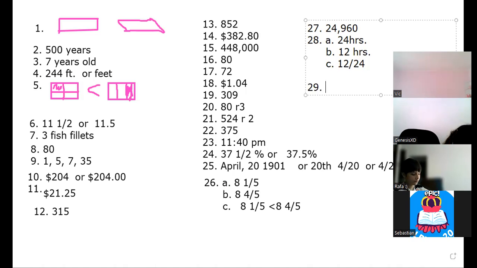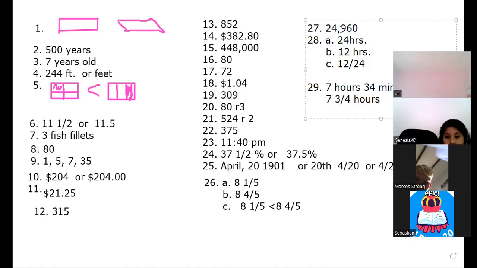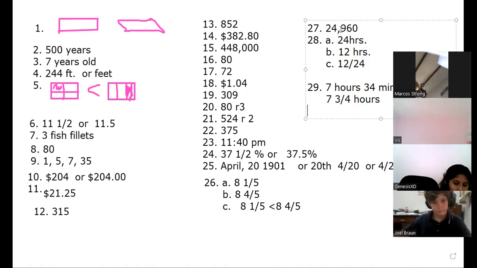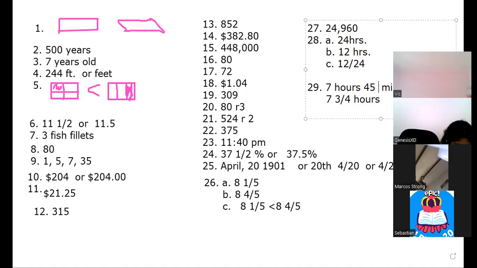29, you need to have 7 hours and 45 minutes, or you could put 7 3/4 hours. Okay, so 7 hours and 34 minutes or 7 3/4 hours. Okay, you need to have something. Miss, Marcos, raise your hand. Yes. It's not 45. No, it is not 40. Oh, I am sorry. You're right. 7 hours and 45 minutes. I'm sorry. There you go. 7 hours, 45 minutes. Sorry, guys.